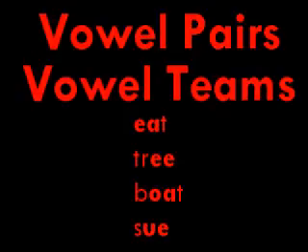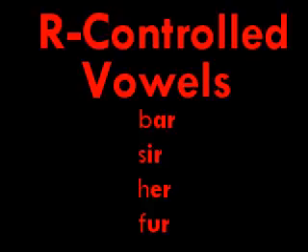9. Vowel pairs or vowel teams. These are 2 letters that follow the rule of when 2 vowels go a-walking, the first one does the talking. Basically, the first letter is long and the second one is silent. Some examples are eat, tree, boat, and Sue. 10. R-controlled vowels. These are vowels that change their sound because of the R following them. Some examples are bar, sir, her, and fur.